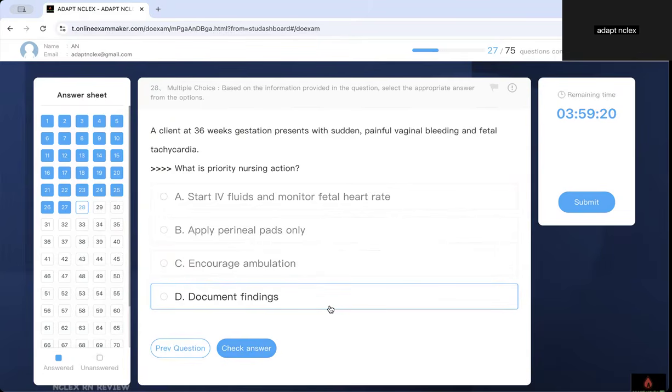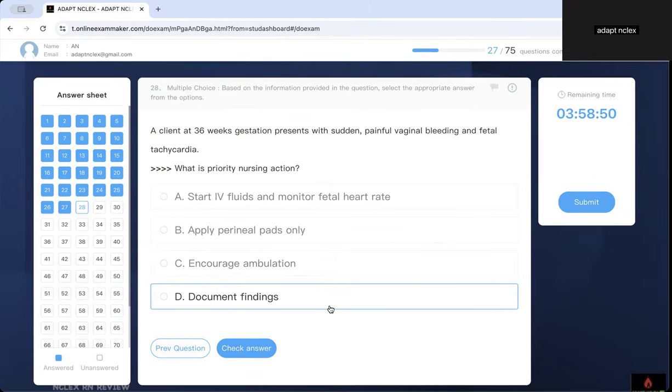A client at 36 weeks gestation presents with sudden, painful vaginal bleeding and fetal tachycardia. Those are all buzzwords. Sudden, acute problem, painful. It's going to be painful. Fetal tachycardia: baby is in trouble. What would you do? You've got to make a diagnosis. If it's painful, what do you think? If it's not painful, what do you think? Painful vaginal bleeding is what?